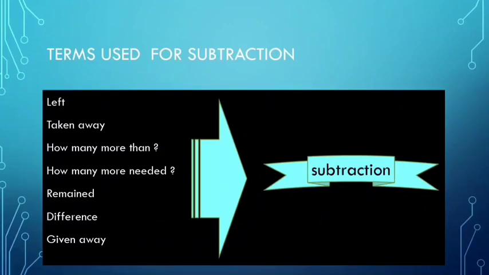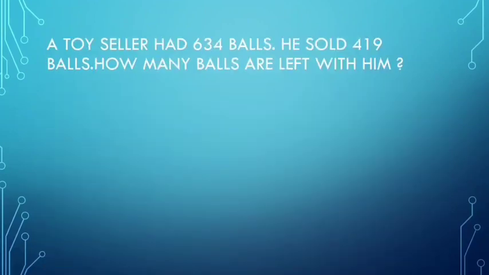Let us solve one example to understand it in a better way. Dear students, let us read the statement first. A toy seller had 634 balls and he sold 419 balls. How many balls are left with him?